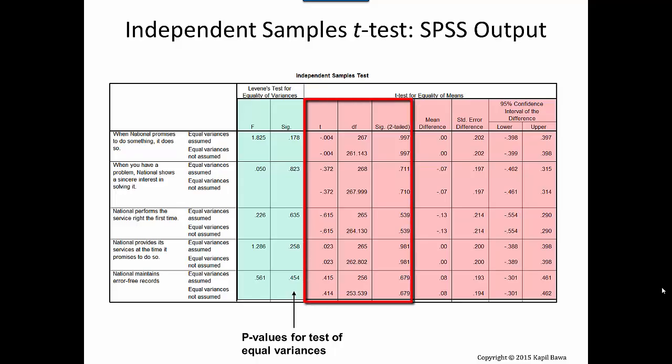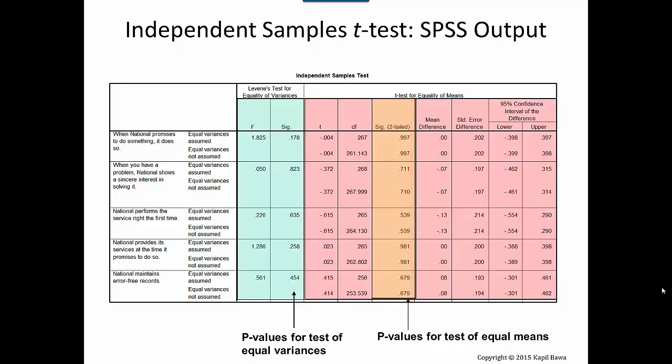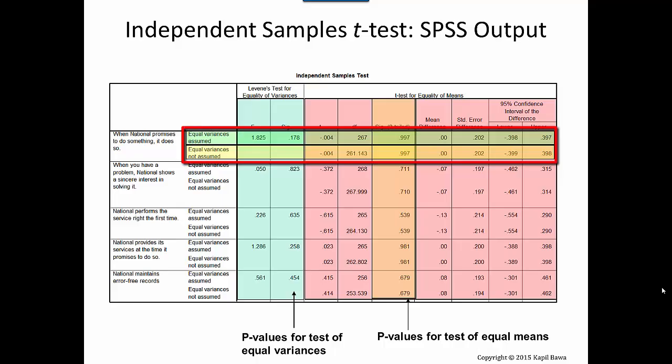The next three columns show the value of the t-statistic, the degrees of freedom, and the significance, two-tailed, which is the p-value for the test. Again, you can ignore everything except the p-value column. The last thing to notice is that for every variable there are two rows of results for the test of equality of means. Look at the leftmost column to see what these rows are.